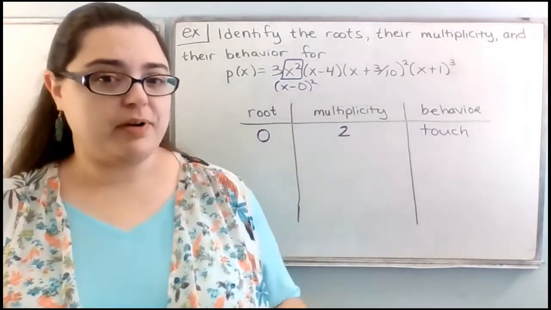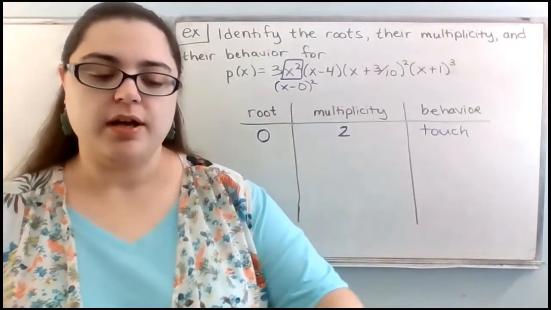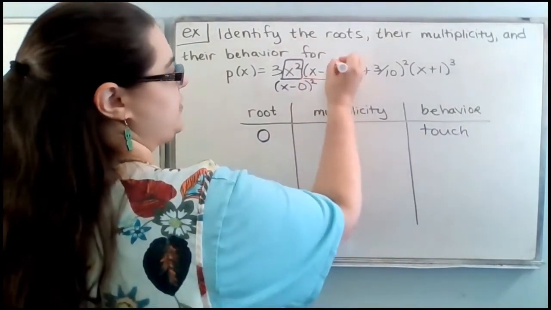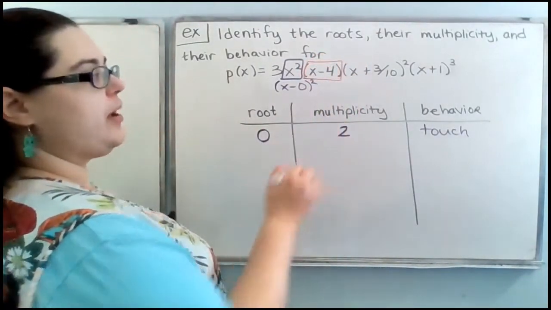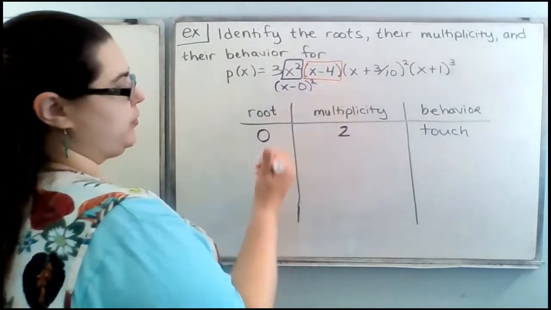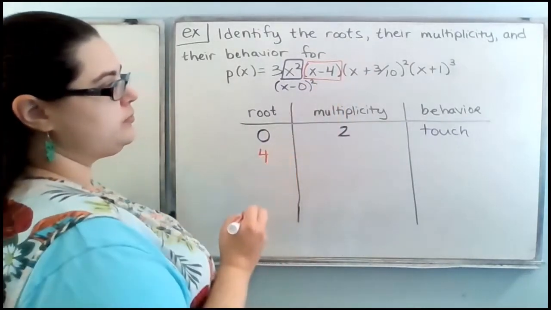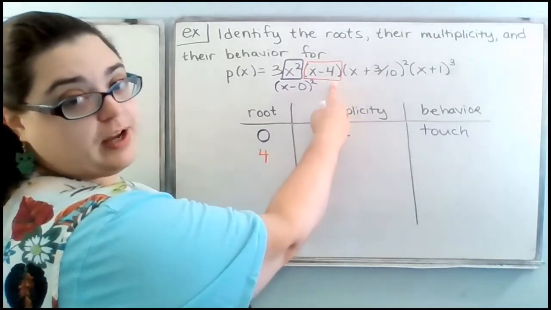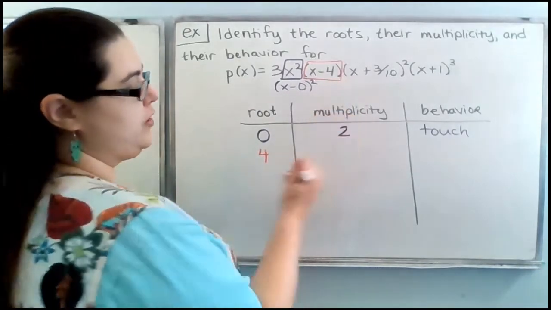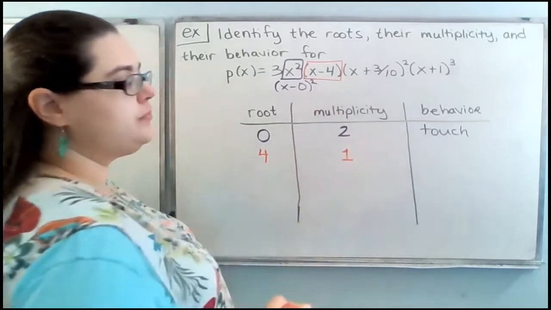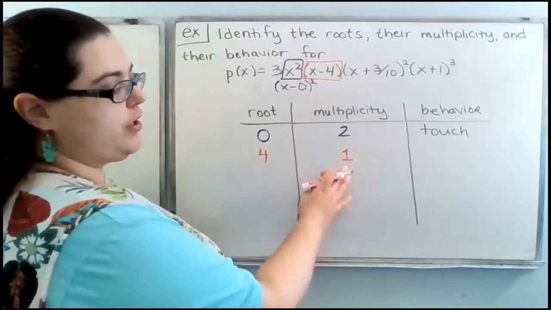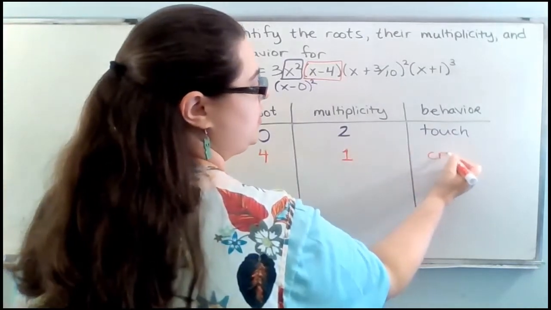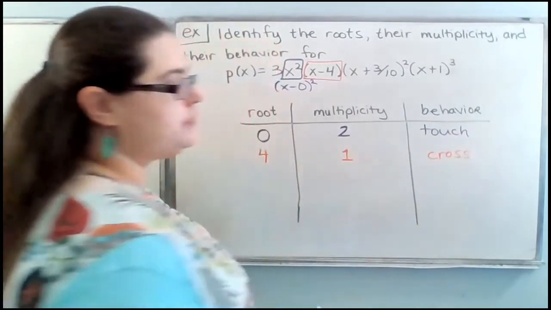And we're going to repeat this process for each of our roots. So the next one is x minus 4, I'm sorry. So that means 4 is going to be our root. Now there's no exponent written on this factor, so that means it has an implied exponent of 1. So this has multiplicity 1. And because 1 is an odd number, that means its behavior is going to be to cross the x-axis.